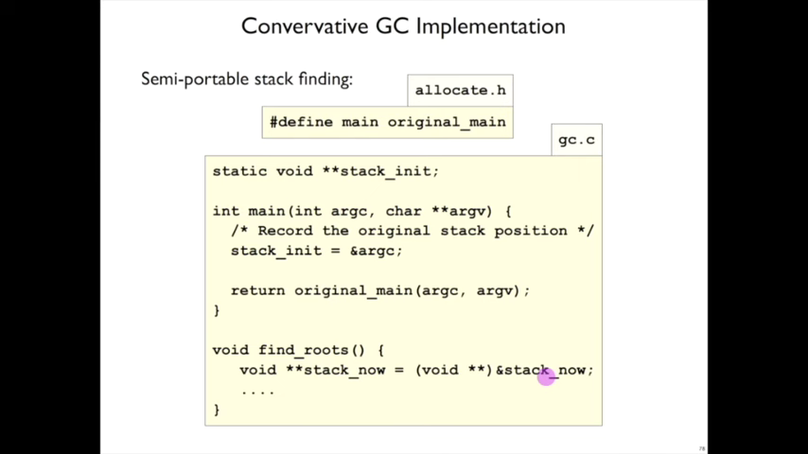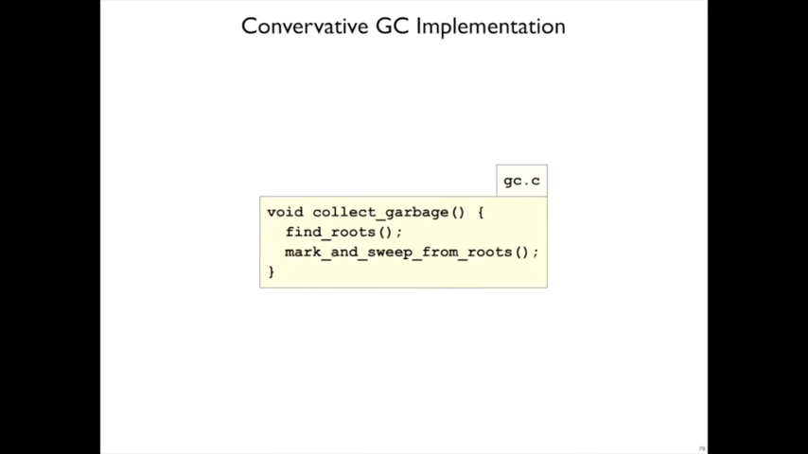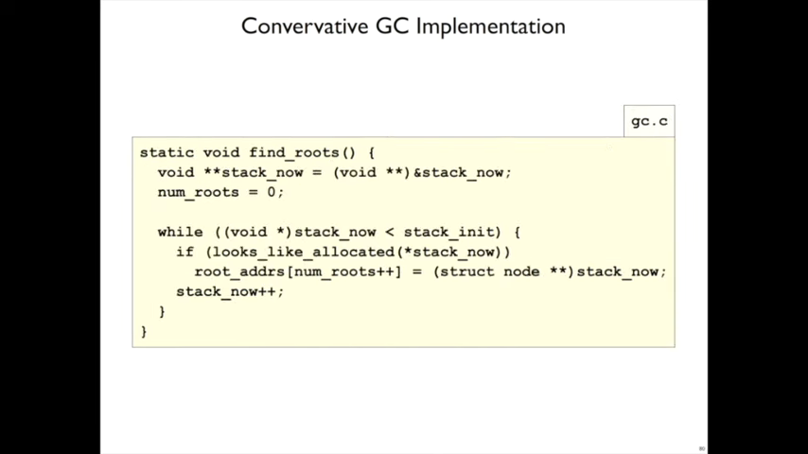There's absolutely no guarantee that this will work in C, but with C as compiled by GCC on Linux, x86-64, and so on, if you have all of these assumptions, then the garbage collector can generally make something that does actually work. And we'll see that in our example. Collect garbage is going to work the same as before. Mark and sweep from roots is exactly the code that we had before. All we have to do is fill in the root table every time by inferring it from the stack. So that's what find roots does.